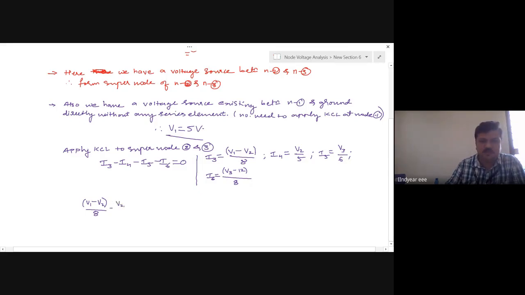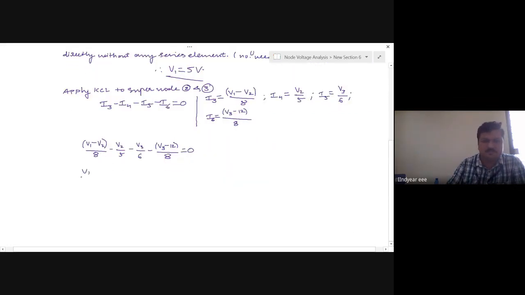Minus V2 by 5, minus V3 by 6, minus V3 minus 12 by 8. Okay. Now it is V1 by 8 minus V2 by 8 minus V2 by 5 minus V3 by 6 minus V3 by 8 plus 12 by 8 is equal to 0.